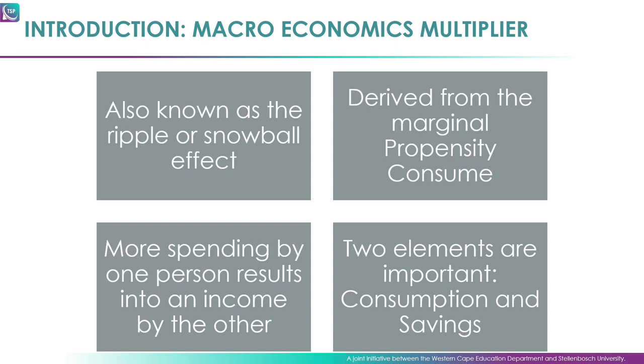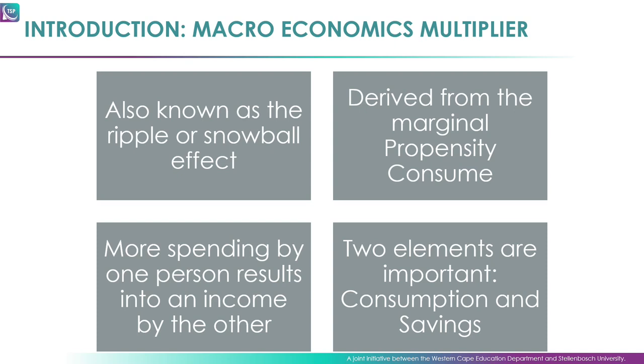Now, the multiplier is also known as the ripple or snowball effect. The reason why we say that it's a snowball effect is because if you can just picture or try and imagine a snowball rolling down the hill, as it's going down, it is picking up more snow, and the ball would now be growing and growing and growing as it rolls down the hill.